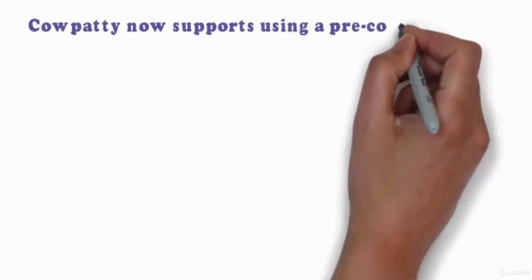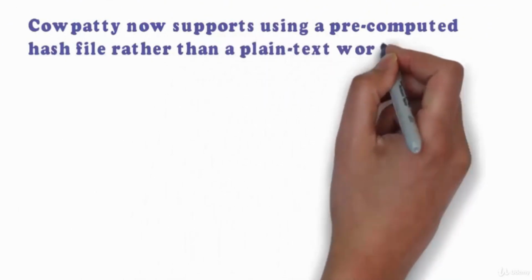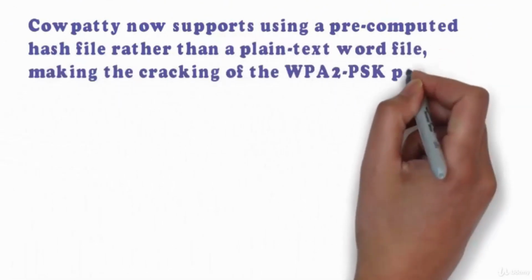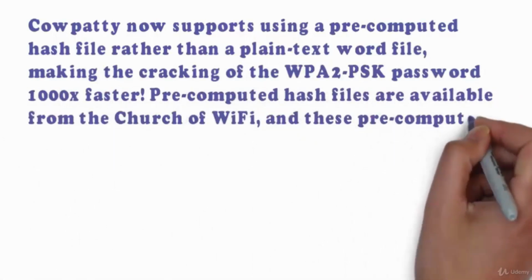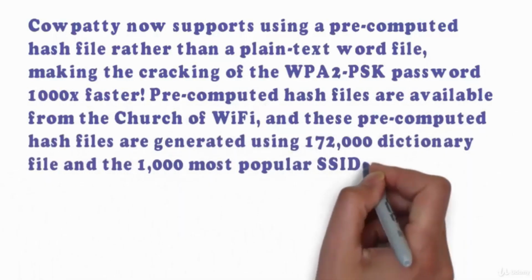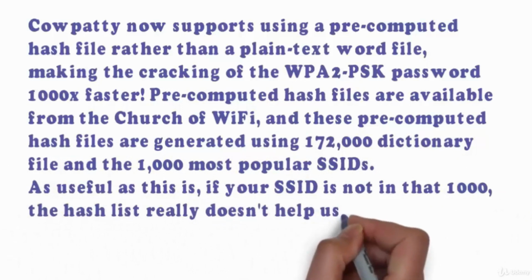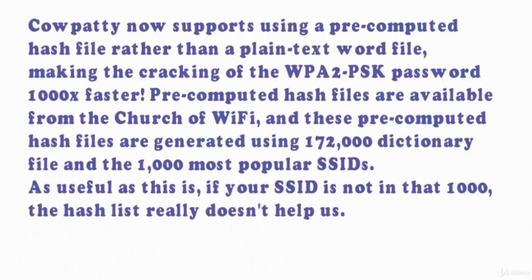CowPAtty now supports using a pre-computed hash file rather than a plain text word file, making the cracking of the WPA2 PSK password thousands of times faster. Pre-computed hash files are available from the Church of Wi-Fi, and these pre-computed hash files are generated using 172,000 dictionary files and the 1000 most popular SSIDs. As useful as this is, if your SSID is not in those 1000, the hash list really doesn't help us. In that case, we need to generate our own hashes for our target SSID.